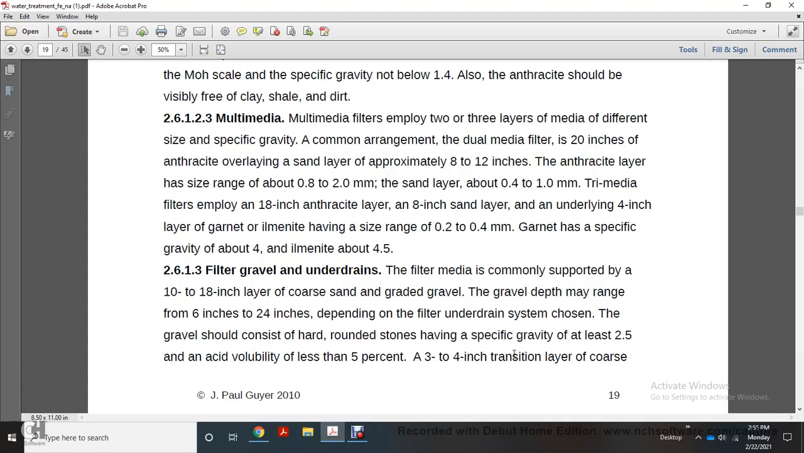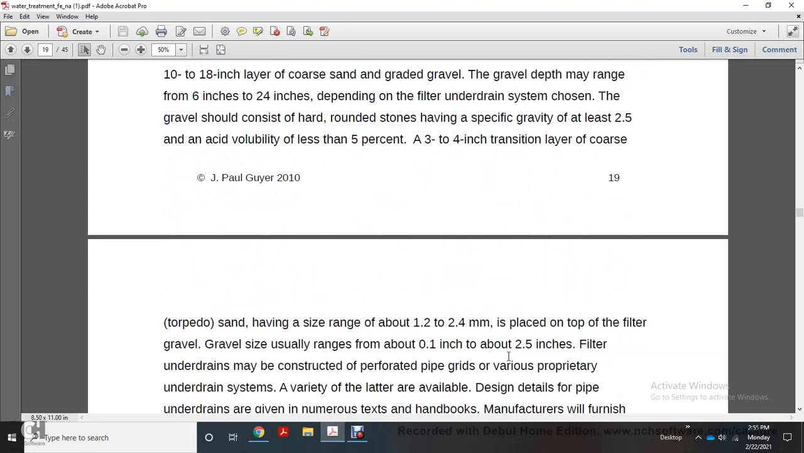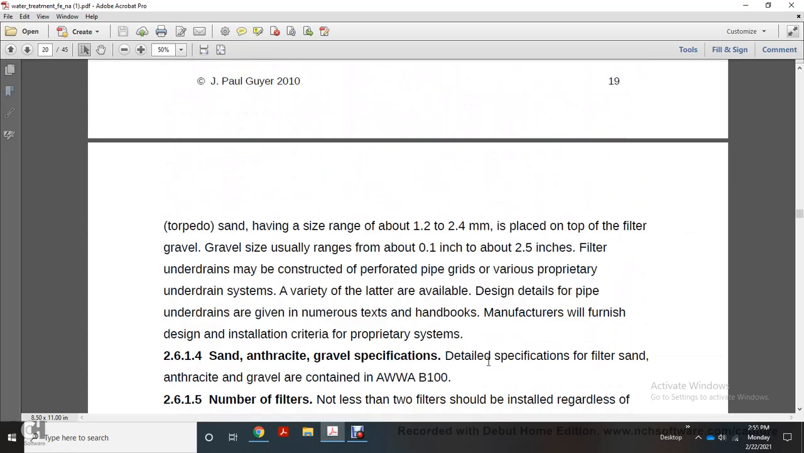Volatility less than 5%. A 3 to 4 inch transition layer of torpedo sand having a size range between 1.2 and 2.4 millimeters is placed on top of the filter gravel. Gravel size ranges from 0.1 inch to 2.5 inch. The filter underdrain can be constructed with perforated pipe grids, or various proprietary underdrain systems.